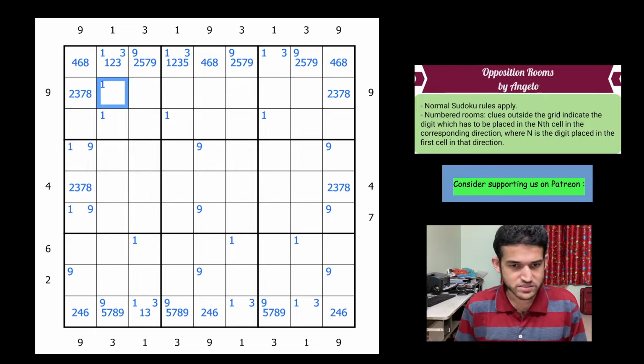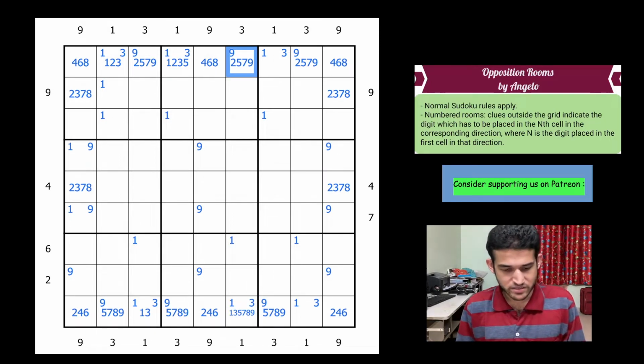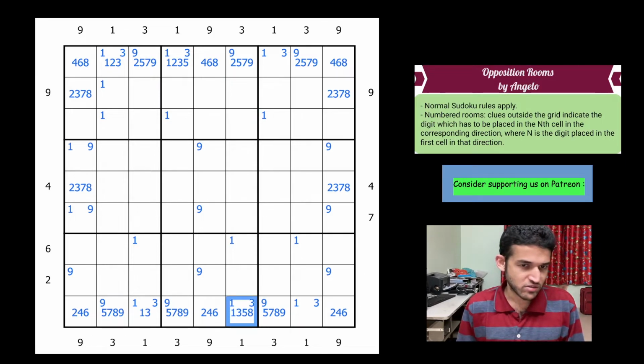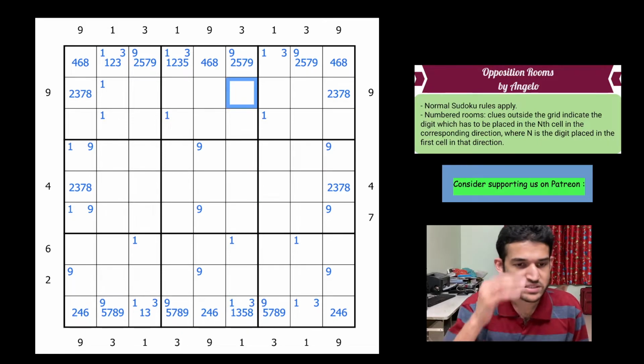So if I look at this cell, right, all the possibilities there. 2, 4, 6 are eliminated. 9 is eliminated. 7 is eliminated. So it's 1, 3, 5 or 8. All of these are possible.